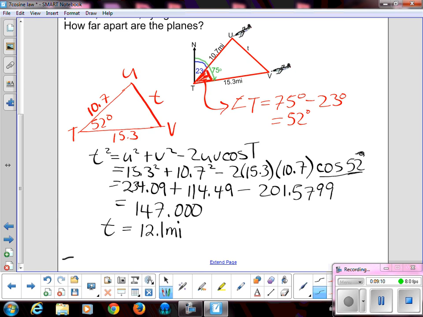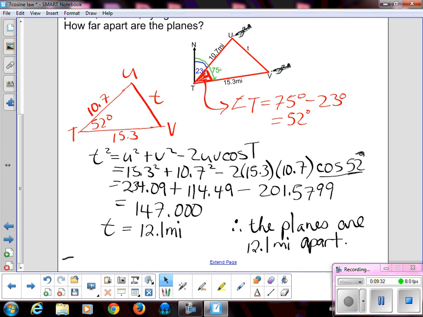And it's a word question, so therefore I'm going to put therefore the planes are 12.1 miles apart. Okay, so there's cosine law. And the only other lesson that's left is problem solving, which involves cosine law, sine law, as well as SOHCAHTOA. So all of those are part of our tools when we're talking about problem solving.